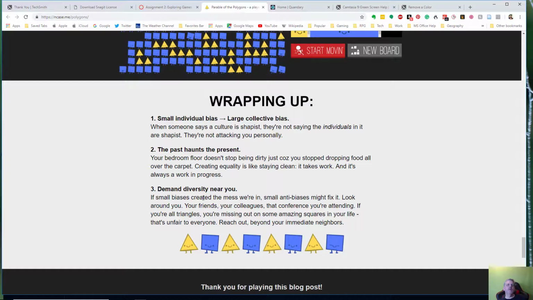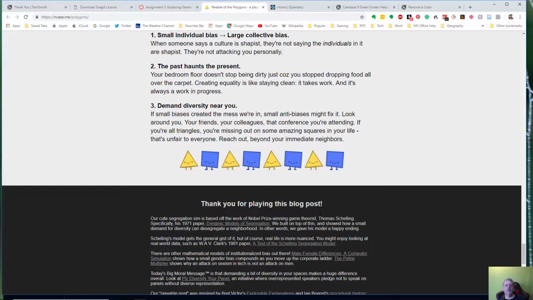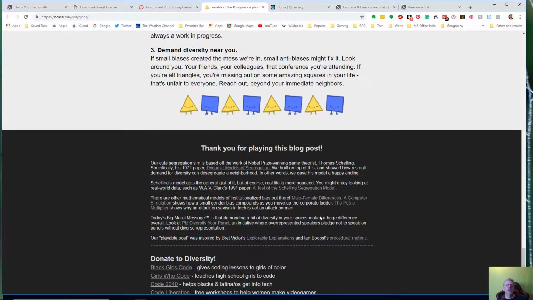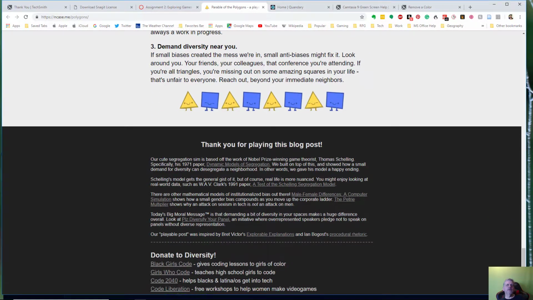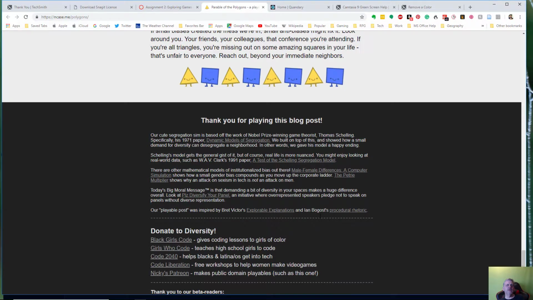Demand diversity near you. If small biases create the mess we're in, smart anti-biases might fix it. Look around you, your friends, colleagues, that conference you're attending. If you're all triangles, you're missing out on some amazing squares in your life. That's unfair to everyone. Reach out beyond your immediate neighbors. Okay, cool. Based on game theorist Thomas Schelling, his 1971 paper, Dynamic Models of Segregation.